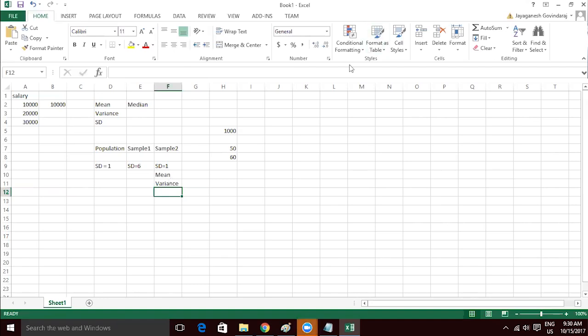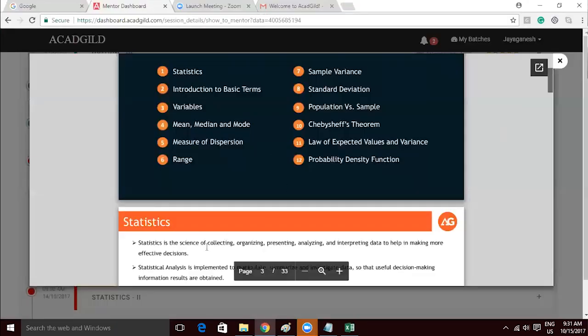Now I got a question: on what basis are you assuming the standard deviation? Let us first understand the formulas of standard deviation, mean and variance, then we can go ahead with all those questions. I'll come back to this question later. First we'll define mean, variance, and standard deviation, then we can come back to this question. So let's go to the PPT.